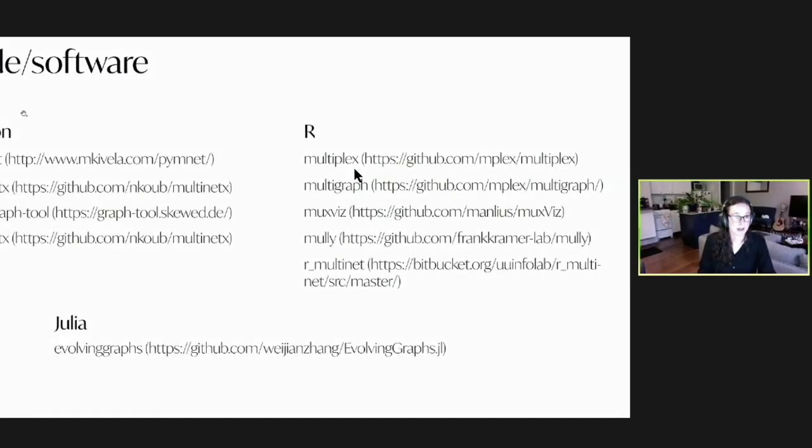So finally, I will leave you with a bunch of code and software from Python, R, and Julia to help you get started with your own multi-layer network analyses.